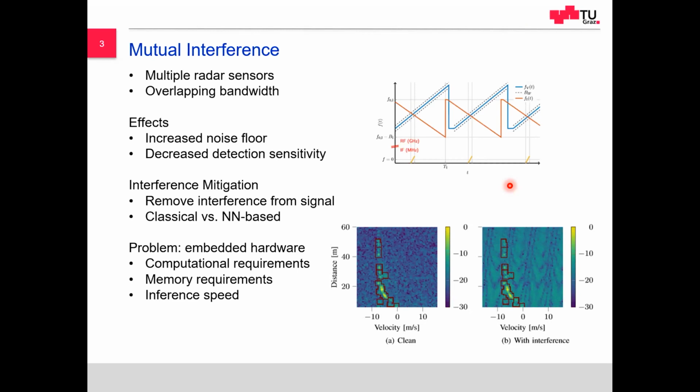And on the right side, you can see an example of such a radar measurement. On the left side, the clean data, and on the right side with simulated interference. And in red, you have indicated the object peaks that should be detected.